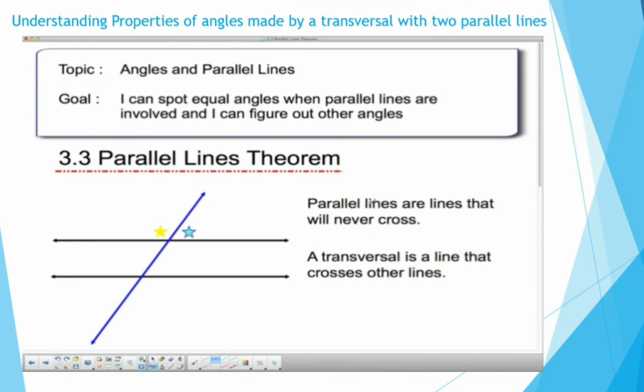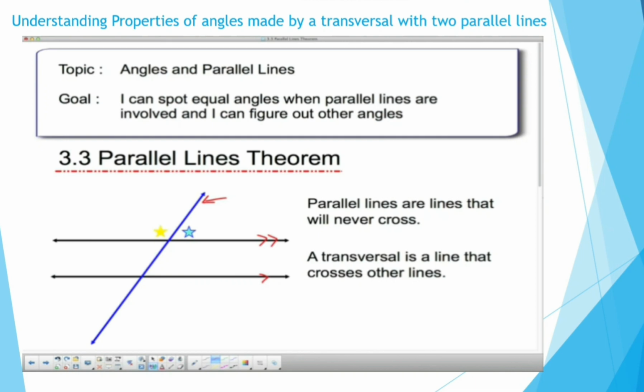So a couple of things over here. Parallel lines are lines that will never cross. That's what you've been told before. A transversal is this blue line. It's a line that cuts across a pair of parallel lines. So if these are parallel, remember we mark things parallel with two little tick marks like that. So if those two lines are parallel, this is a transversal because it cuts across it.